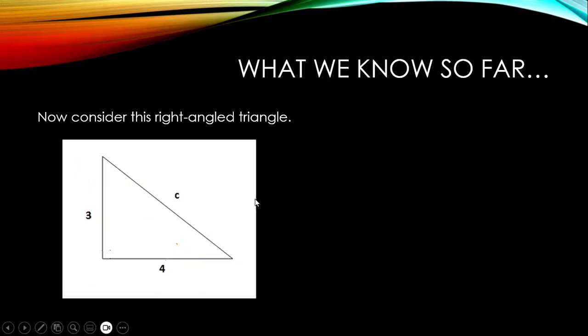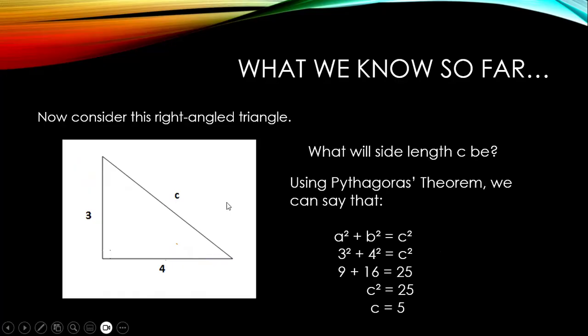So now, consider the right angle here. If we are looking for this side, we can use Pythagoras theorem, which we did in the lesson before. So how do we do this? You can do your a squared plus b squared, that will give us your c squared. So our a squared is 3 squared, the b squared is 4 squared, and that will give us the c squared. So 3 squared is 9, 4 squared is 16, and then that gives us 25.